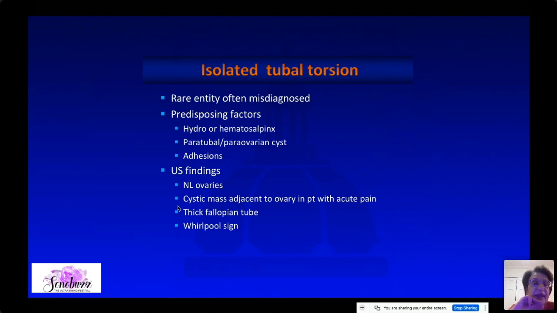And on ultrasound, this is what you're going to see. The ovaries are going to be normal, but there is a cystic mass adjacent to the ovary in a patient who has usually severe pain with symptoms mimicking ovarian torsion. Sometimes you'll see a thickened fallopian tube, and if you really think about the diagnosis, try to find the whirlpool sign of the twisted fallopian tube.